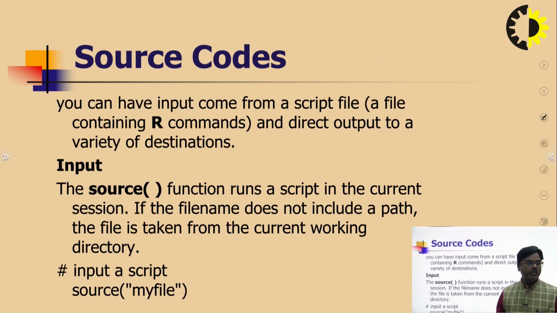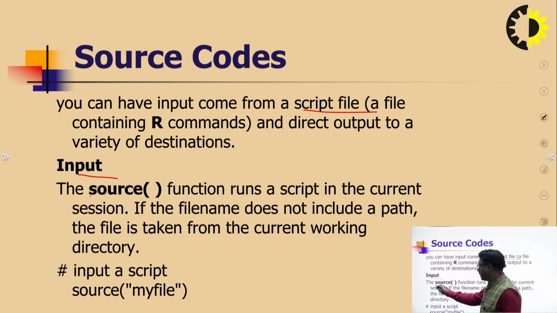Now we will see the source code. Source code is what we write in a script file in R programming. This is one of the best features of R programming: we can write all the statements in a single file, and that source file can be called in R through the command prompt, and all the commands present in the script file will be executed. The source function is how this is done.